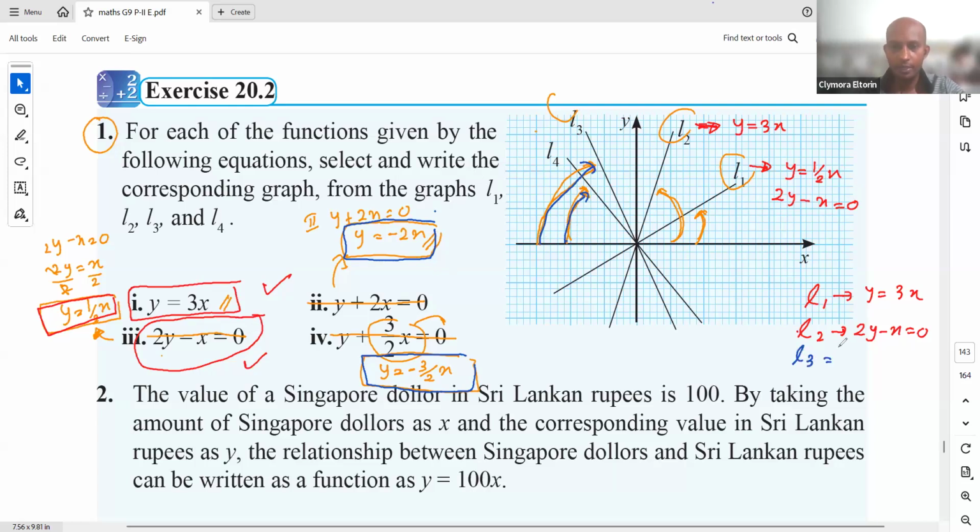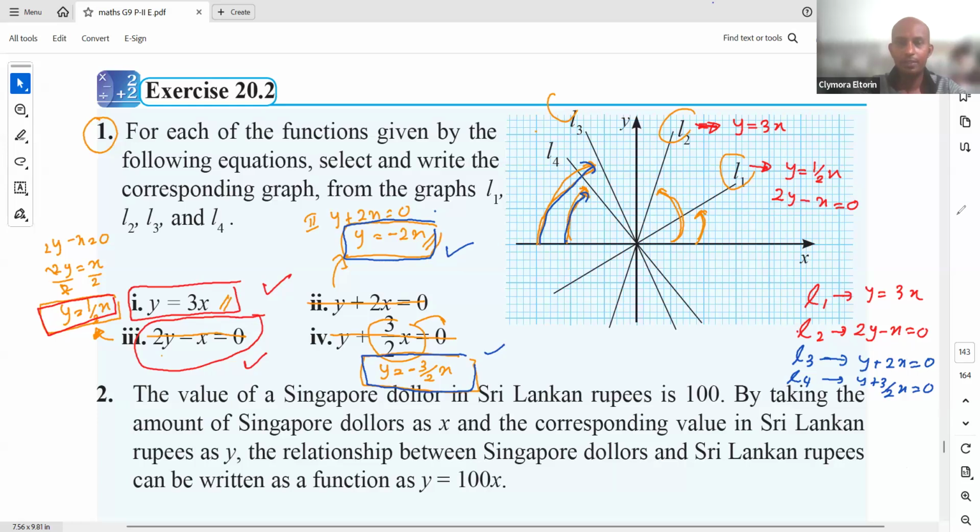L3 should be y equals minus 2x. In the original format, y plus 2x equals 0. So what is L4? That's the remaining one. Right here, y plus 3 upon 2x equals 0. That's the way to do it. No need to plot the graph. You can roughly map it. Okay.